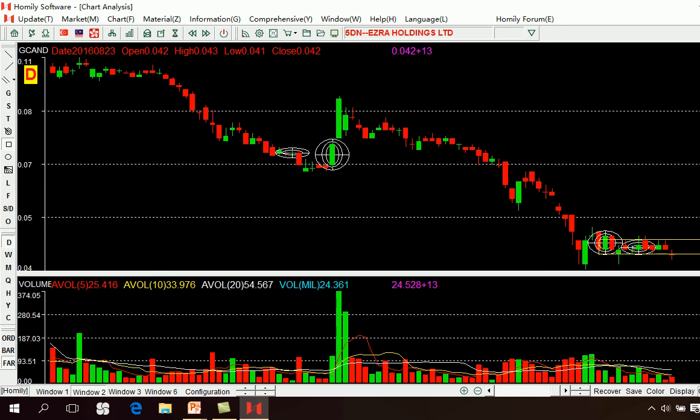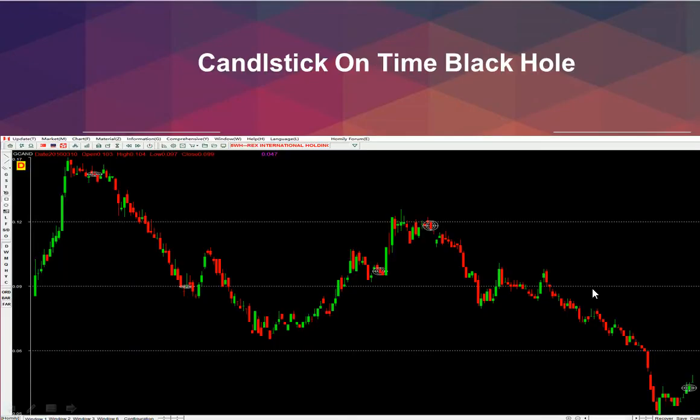So if you see here, this is the support. The price is still supported, right? So if you see the price can go up, maybe here is the buy point for short term. If the price can go upward and break through the time black hole, maybe you have a chance, right? If it falls below, can we buy or not? We cannot buy, okay? So let's see the next one.